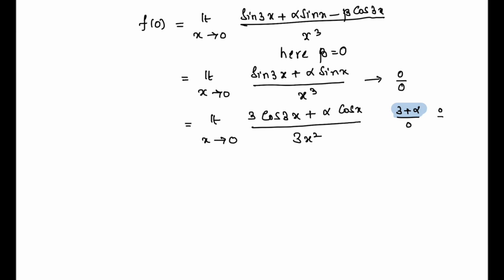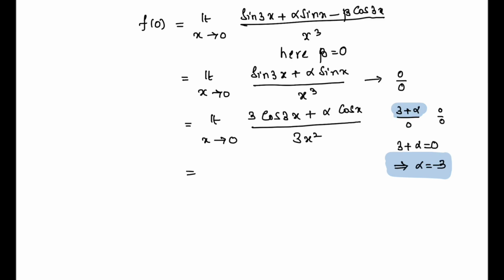If 3 plus alpha is 0, it is in the form of 0 by 0. So if 3 plus alpha is equal to 0, that means the alpha value is minus 3. So we got the alpha value now. Alpha value is minus 3. You copy this alpha value into the limit here. Here alpha is minus 3.